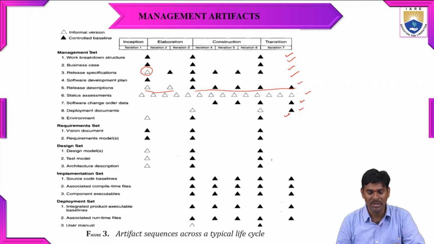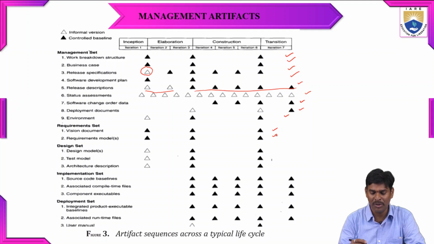And the next one is requirement sets. During the requirement sets, they need to have a clear picture about the vision document, and have the different types of requirements, models and design sets. Initially they will draw the architecture. When they are going to discuss with the stakeholders, it's informal. Later on, the design of the architecture will also be changed here. So it will come under the final control line.